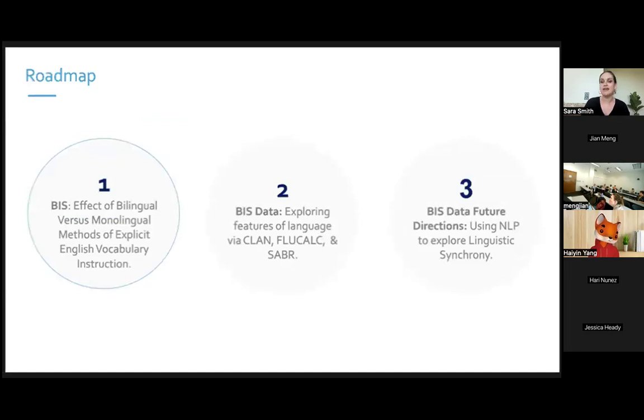In the second half of the talk, I'll describe the various approaches that we're taking now to explore these data, including examining language features with CLAN and CHAT, exploring speech disfluencies with FluCalc, and looking at inferential language with SABRE coding. And then finally, I'll outline our future plans for using natural language processing to examine the phenomenon of linguistic synchrony, which up till now has really been only minimally explored among multilinguals and children. So that's what I'll be talking about today, and I'll be talking fast so I can get it in under the time.